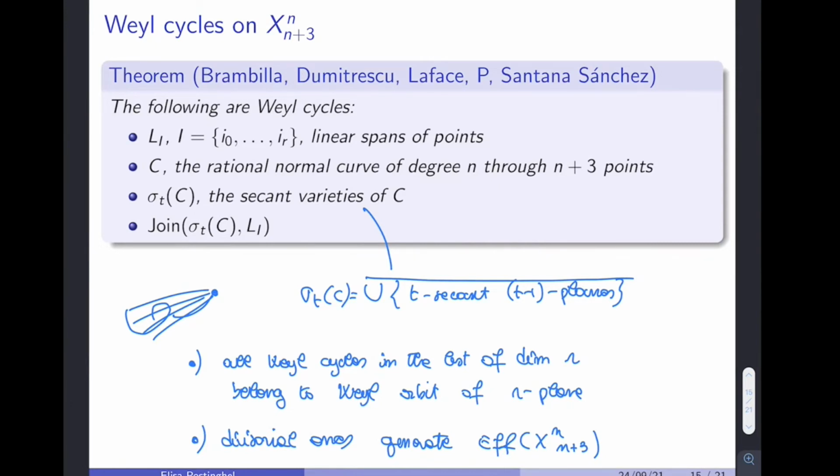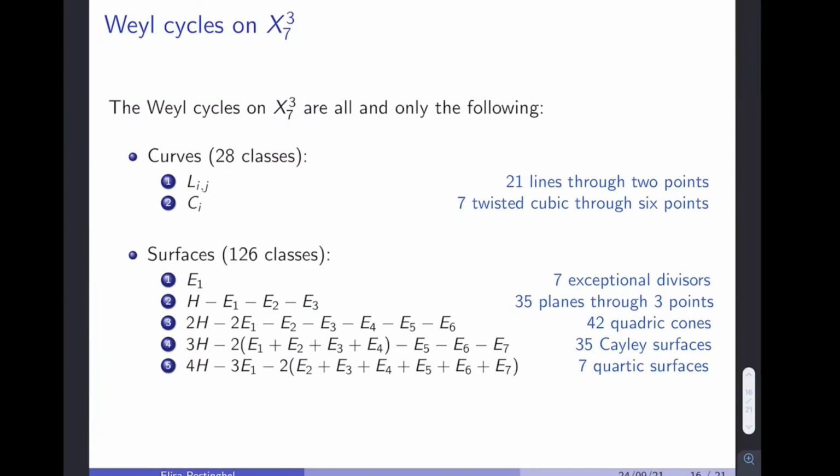These are the 2 more interesting cases somehow, because they're a little bit more complicated. So let's look at P3 with 7 points first. Who are the Weyl cycles? Well, we have curves and surfaces, so not so unexpected. I have 28 curve classes. I have the lines: 21 lines through pairs of points, and then 7 twisted cubics through 6 points each. And then I have 126 surface classes or divisors, and they fit into these 5 types.